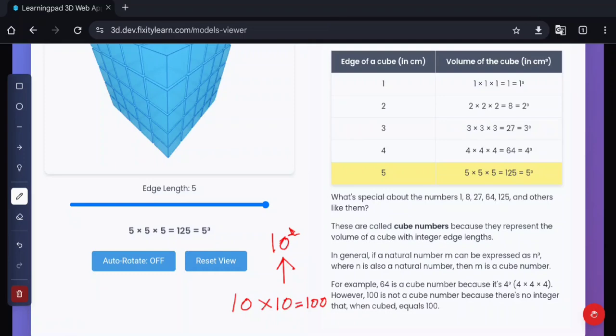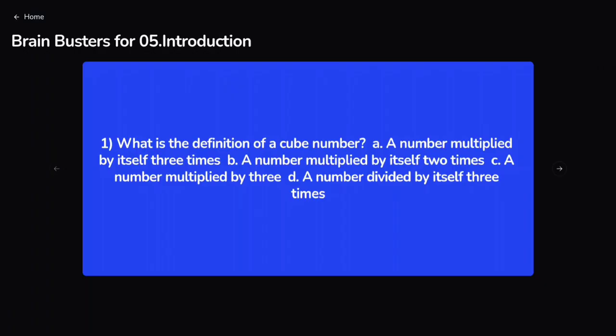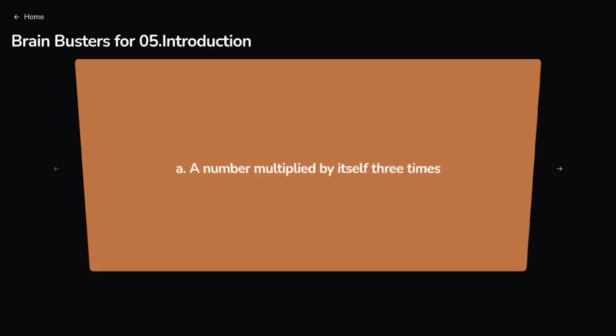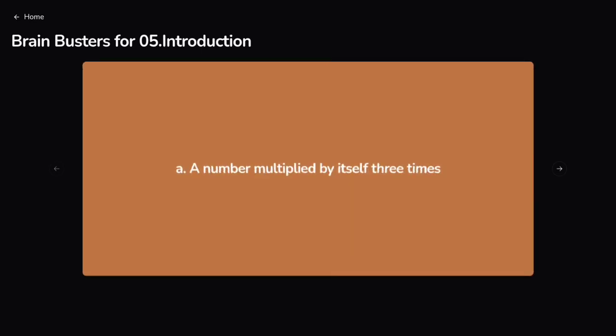Now that we have learnt what cube and cube numbers are, let us have a few brainbuster questions on them. This one is a really simple one. What is the definition of a cube number? Option A, a number multiplied by itself 3 times. Option B, a number multiplied by itself 2 times. Option C, a number multiplied by the number 3, or a number divided by itself 3 times. Very easy question. Cube number means a number which is multiplied by itself 3 times.